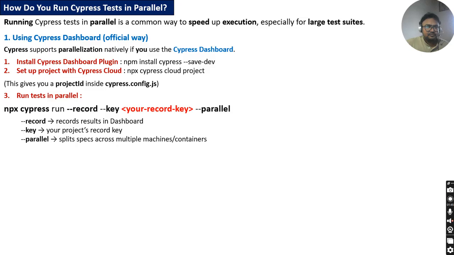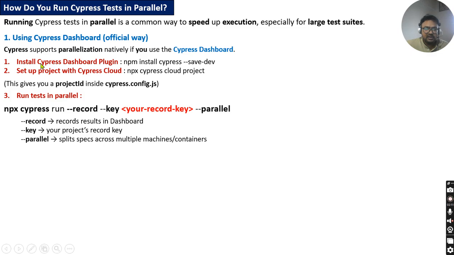Usually in Cypress you can do this using the Cypress dashboard, and using the Cypress dashboard you can run the parallel test cases. How can you use the Cypress dashboard? For that, you first have to install the Cypress dashboard plugin, then set up your project in Cypress Cloud, and then run the tests in parallel mode. So I have explained it step by step over here.